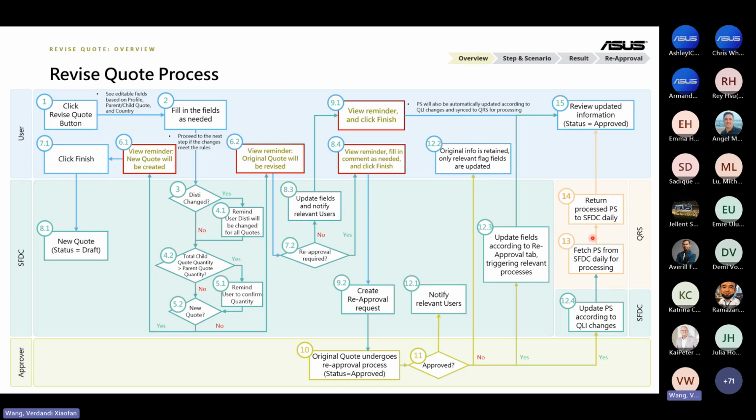Okay. In today's session, we will mainly talk about the revised quote. The partial shipment part will be introduced in the next meeting. Okay. As you can see, most steps are done by the system automatically. The steps for users are few. Then let's take a quick look at the menu steps of the revised quote.